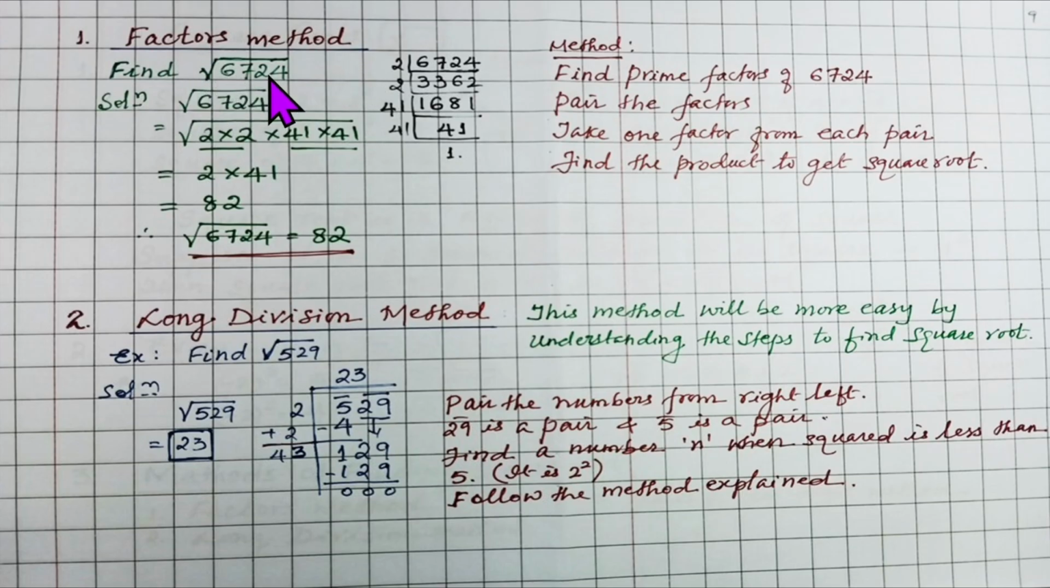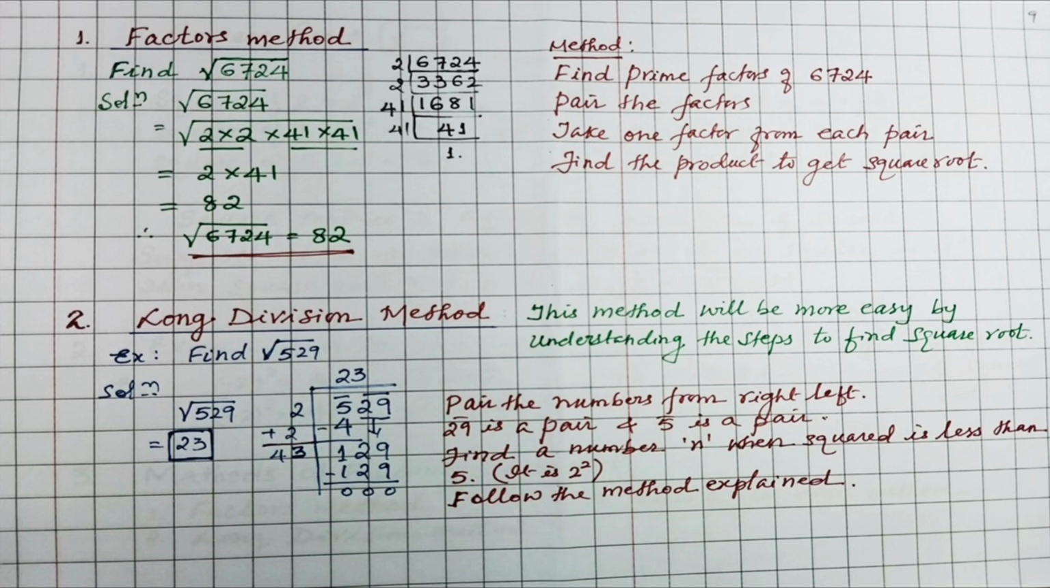Now we are given a number 6724. We have to find the square root of that. Find the prime factors of 6724. The prime factors are 2, 2, 41 and 41. So the square root of 6724 will be the square root of 2 into 2 into 41 into 41. Pair them and take one factor from each pair. We get 2 into 41, that is 82. Therefore the square root of 6724 is 82. So the procedure is very simple. Find the prime factors of the given number, pair them, take one factor from each pair, and take the product of those, and we get the square root of the given number.